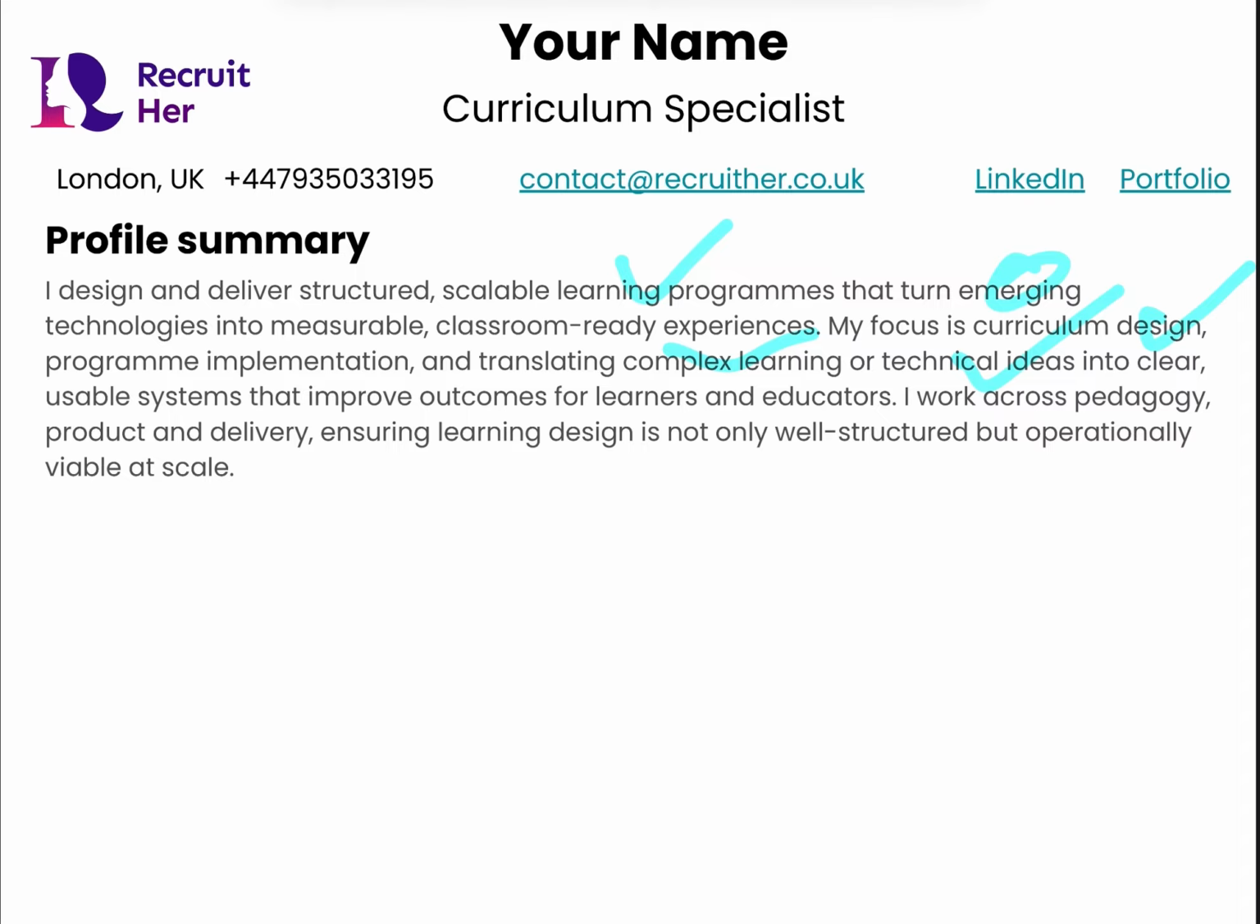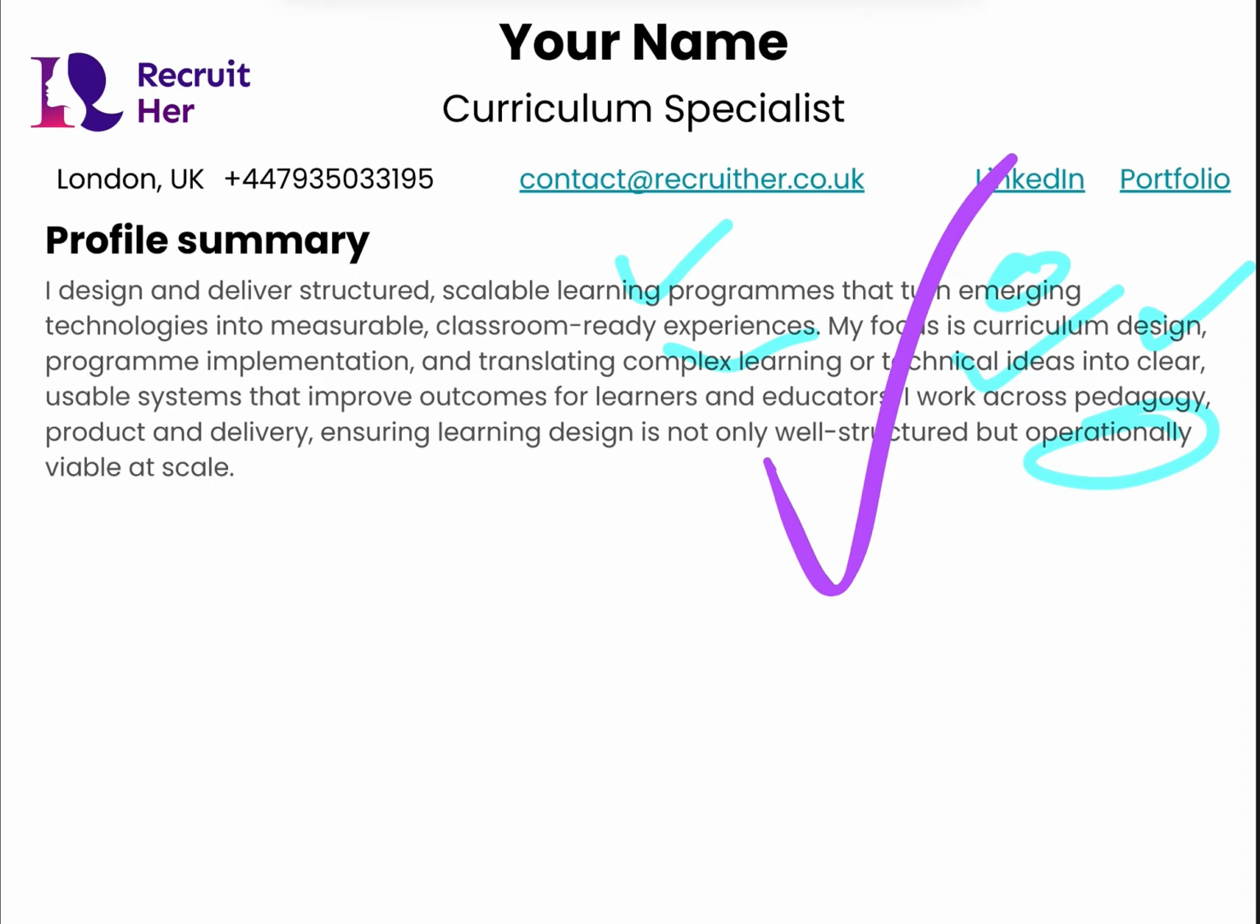Great. I work across pedagogy, product, and delivery, ensuring learning design is not only well structured, but operationally viable at scale. Amazing. So this person understands that we need to create a product for users, but it also has to be commercially viable. Amazing. I think that this profile is also very strong. I like it. It's very focused, very strong.